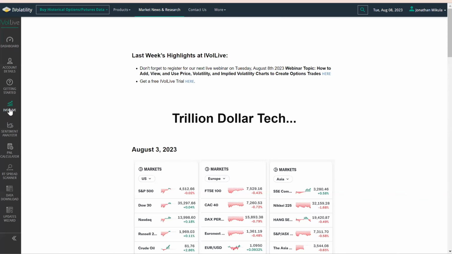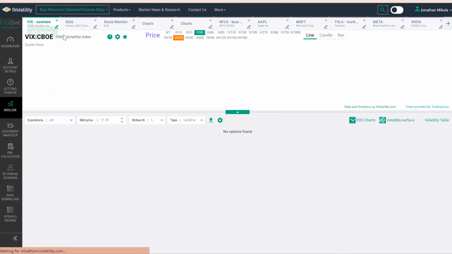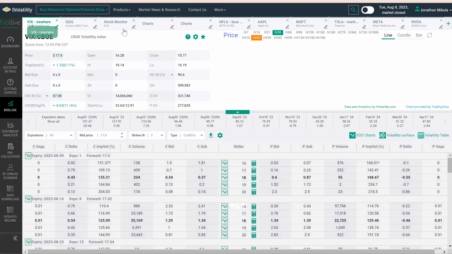What's worth looking into? So if we come here to IVolLive, then you'll see I've kind of prepared a few different things. But before we hop into charts, I just want to explain this interface.